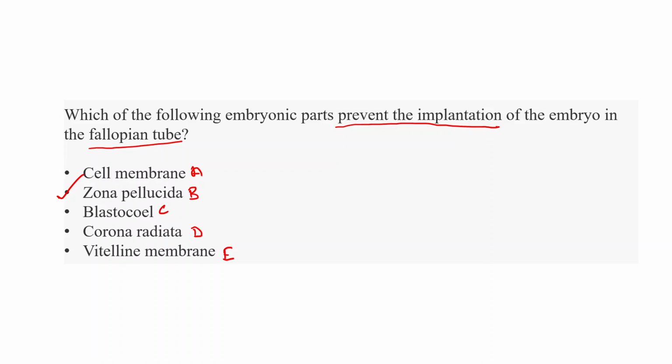So it is again no role. And vitelline membrane, basically it is a membrane which is found in non-mammalian eggs like amphibians, birds. So it is not present in mammals or humans. So it has no role at all. So the correct answer is zona pellucida. So I hope this question is clear to everybody.